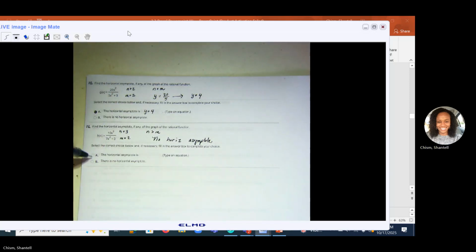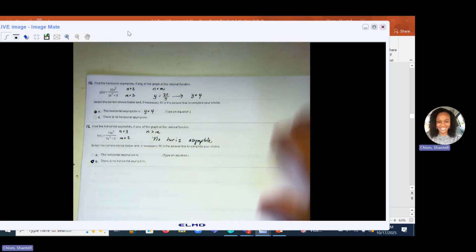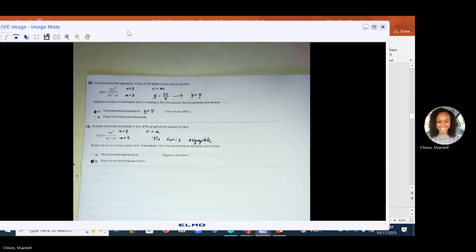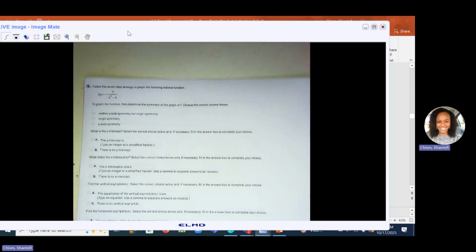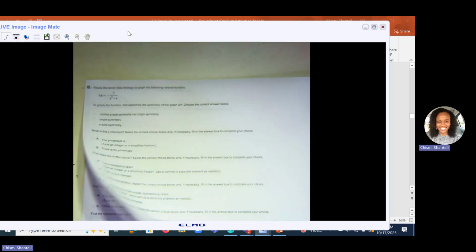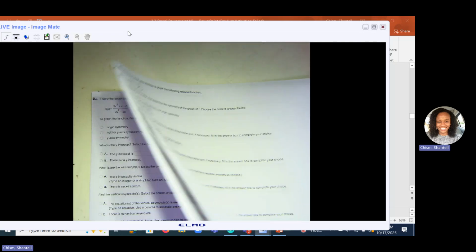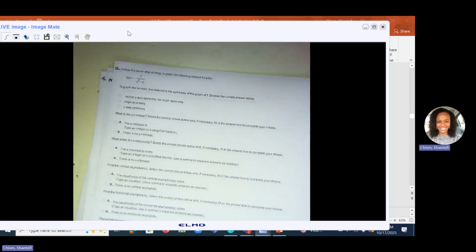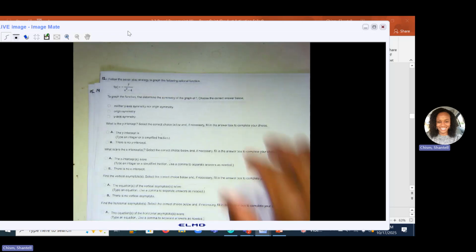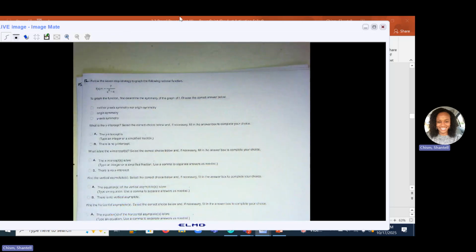Okay? No horizontal asymptote. All right. And then finally, the last few problems, I believe, are related to a 7-step strategy for graphing. So we'll look at one or two of these. And then that's really the end of this section, which would then be the end of this module.